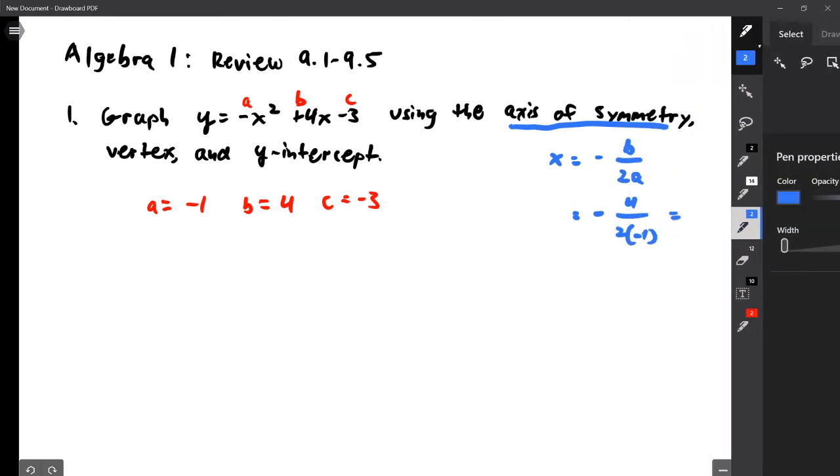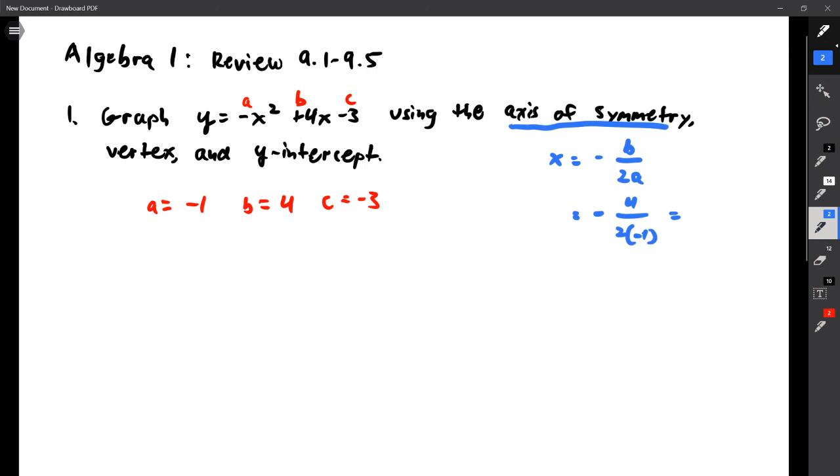There we go. So we have negative 4 over negative 2, because 2 times negative 1 is negative 2, so negative 4 over negative 2. Negative over negative, the negatives cancel, so we have just 2. So we have x equals 2 there.